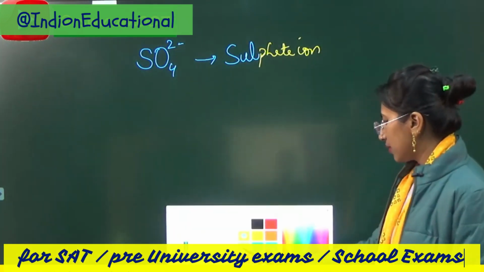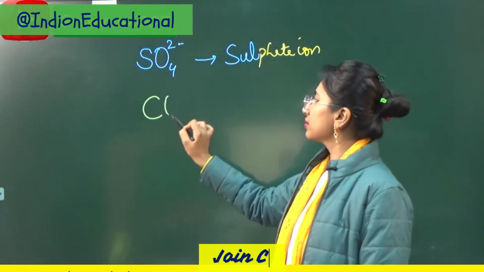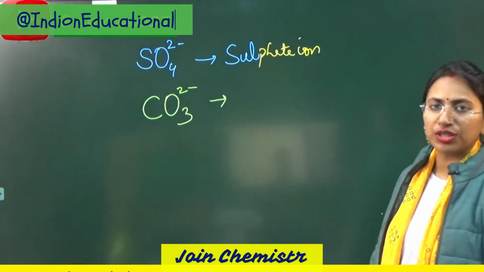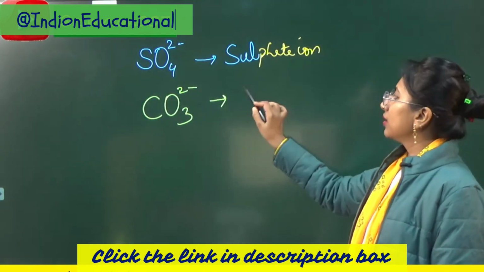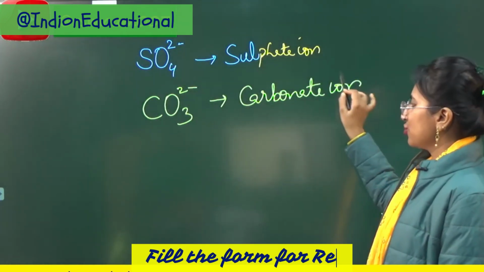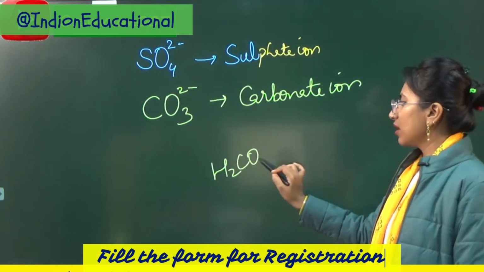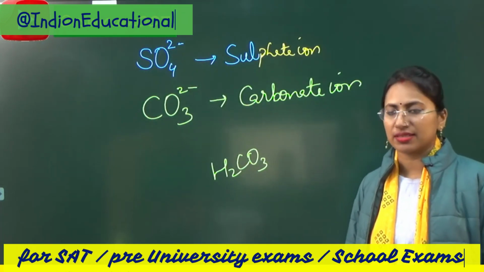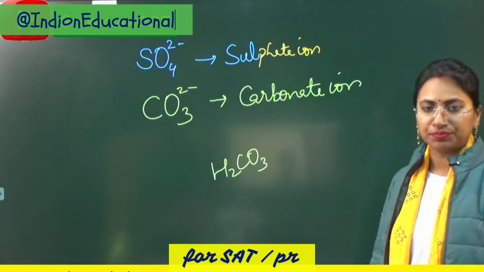And one more ion is there, carbonic acid, carbonate ion. CO3 2 minus is carbonate ion. H2CO3 is also known as carbonic acid. So it is carbonate ion.